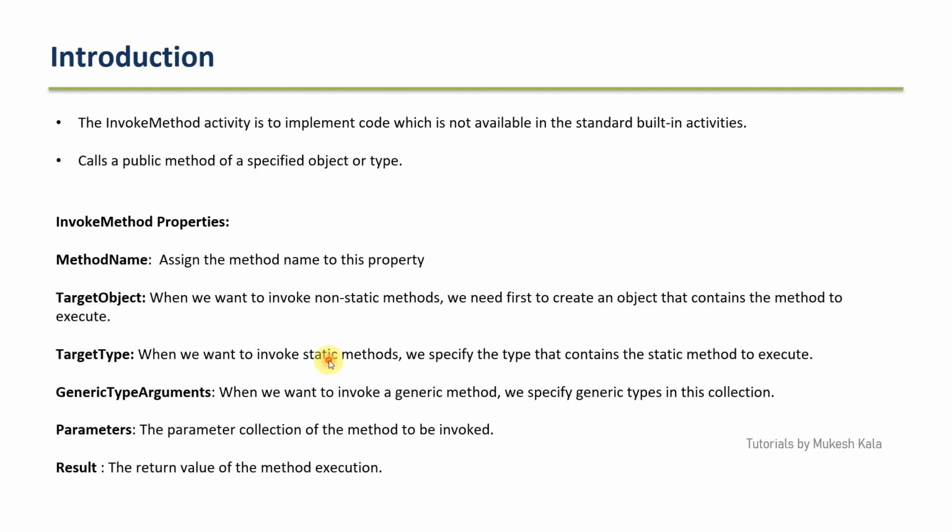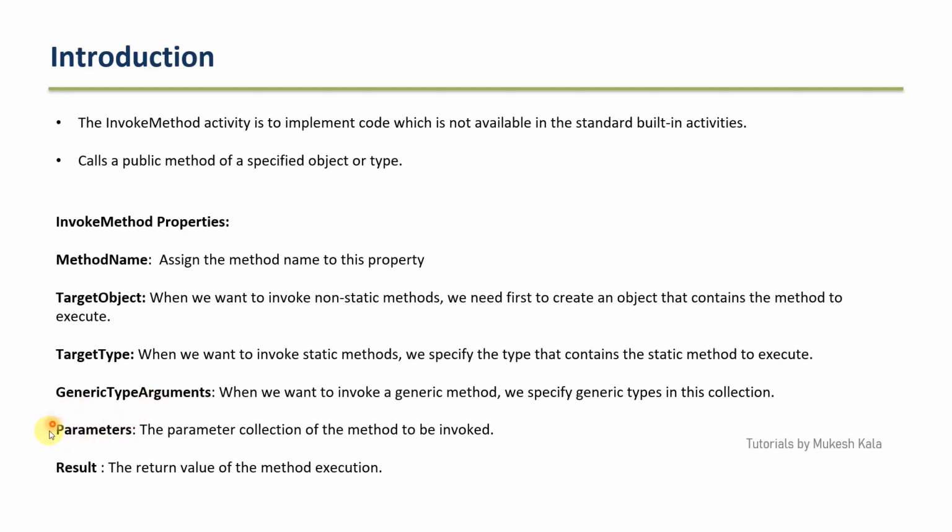So that is why invoke method says it can be either static or non-static. So you can either use the target object or you can use the target type, right? So method name, target object and the target type. The next one is the generic type arguments, right? This is the collection of the arguments, that is, what exactly you want to pass in the form of a collection. So these are nothing but the input arguments to the methods.